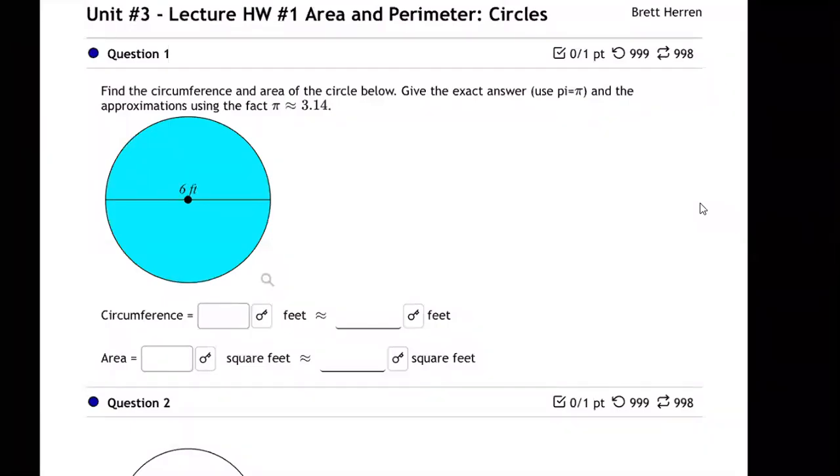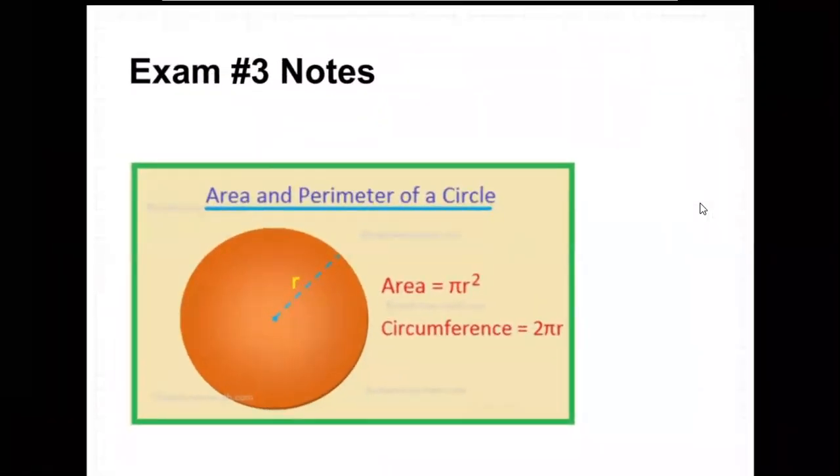Okay, so we want to find the area. They're asking us to find the circumference and the area of this circle. Again, from the exam 3 notes, here's the formula for the area of a circle and the circumference.